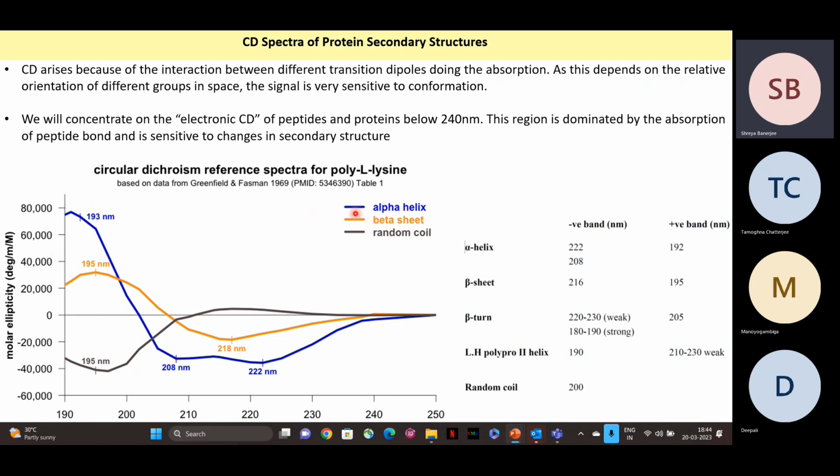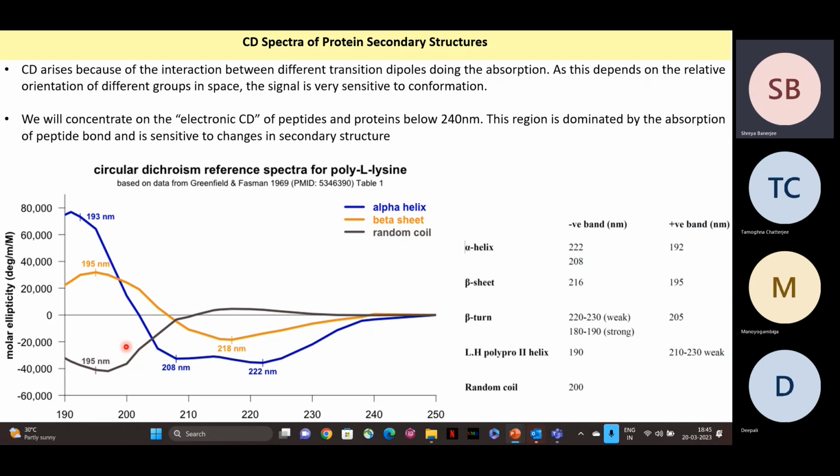As you can see, the alpha helix conformation shown by this blue has a positive peak at 193 nanometer and two negative peaks at 208 and 222 nanometer. The beta sheet will have a positive peak at 195 nanometer and a negative peak at 218 nanometer. And the random coil has a negative peak at 195 nanometer, after which it goes to more or less zero. So these are signature CD spectra for different protein secondary structures.